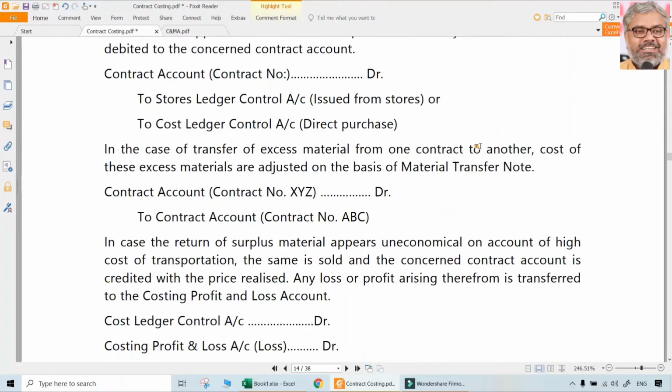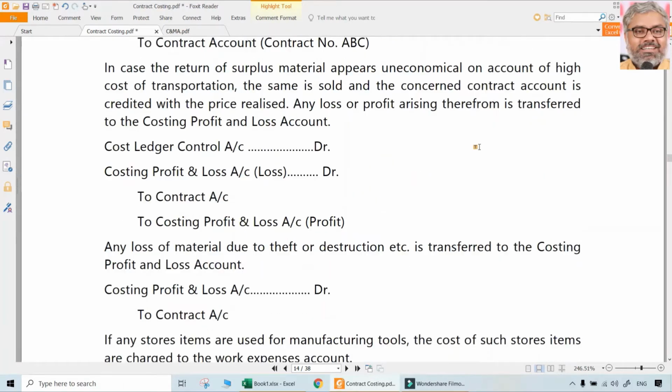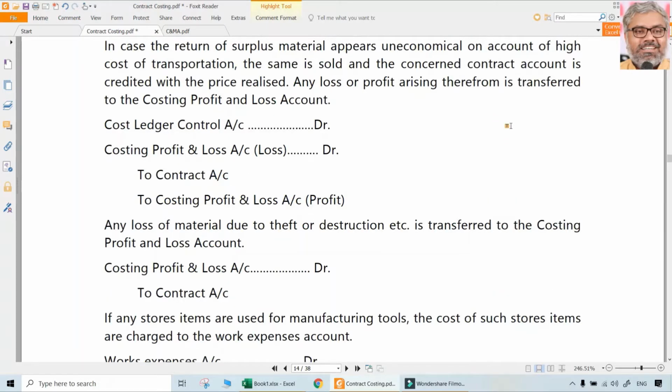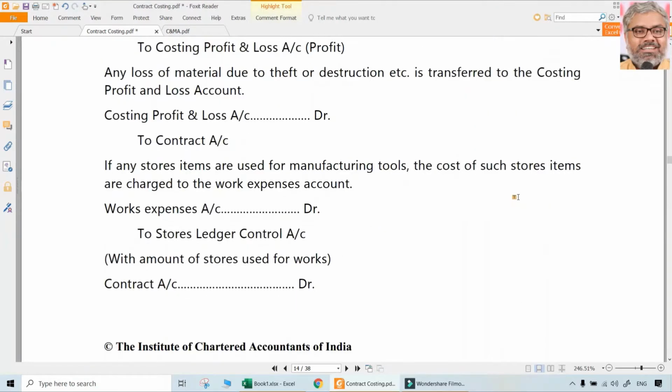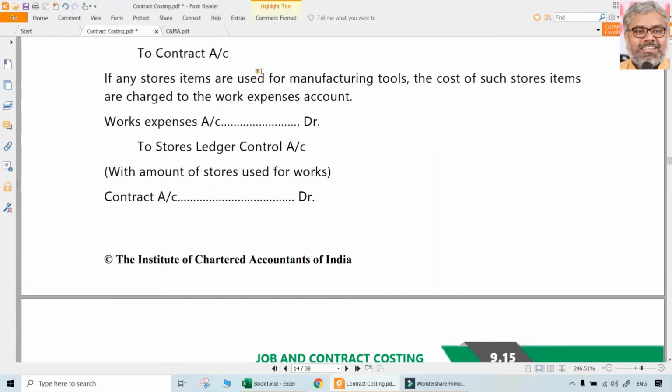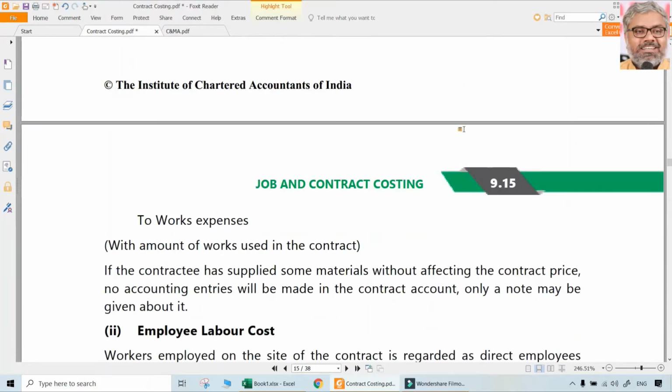These are only if journal entries are asked, which is very rare. If they are asked also, we should be able to find it. Then ultimately, whatever the profit or loss that is coming from the contract will have to be transferred to the costing profit and loss account. That has to be transferred. And any other expenses, if they are incurred from the stores, then that will also be transferred to the contract.